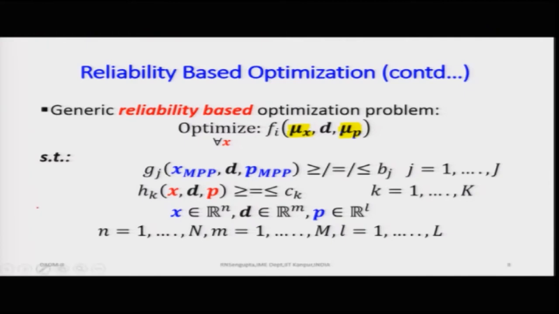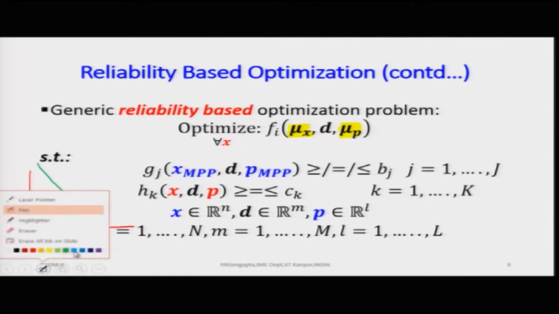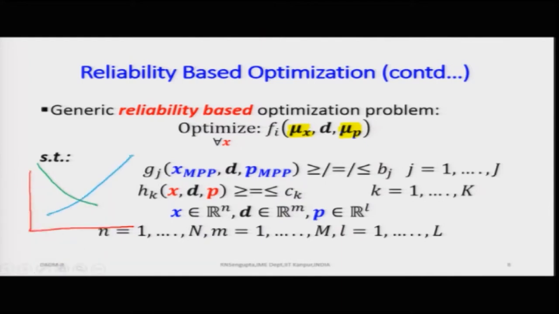So, I will just draw it very simply, using only one color, so it is easy to explain. This is one of the boundaries, and this is another of the boundaries. The blue one and the green one are the mean values of x based on which you are trying to solve. Once you find out the values, using the RI and the PMA method, you are trying to find out the most probable point, MPP, for x and P. Based on that, you will solve.